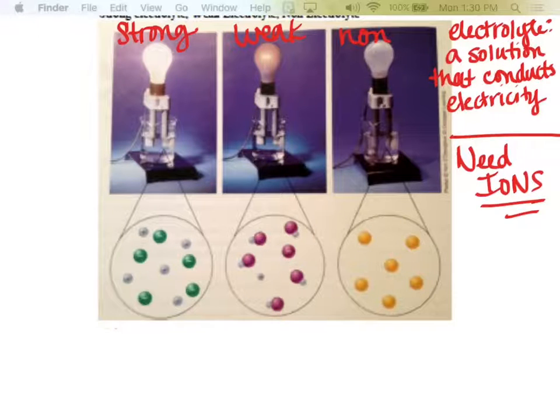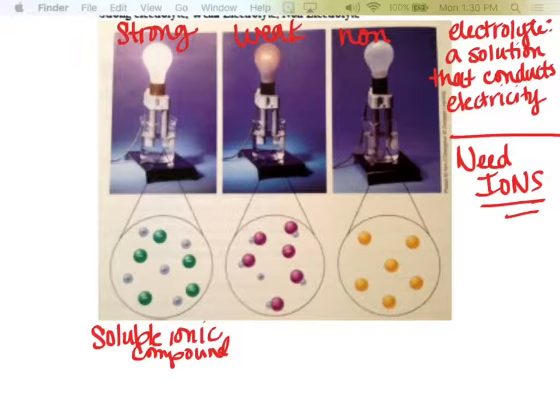Salt. Okay, what kind of compound is salt? Ionic. So it has to be soluble. Is this for strong? Yes, ionic compounds. If it's not soluble, then it can't go into positive and negatives. And we're going to actually talk about those insoluble compounds, and that will be part of your solubility rules. So soluble ionic compounds are strong electrolytes. What else can be a strong electrolyte?